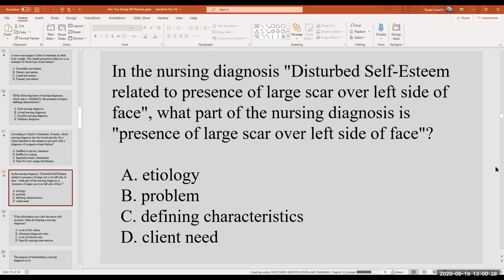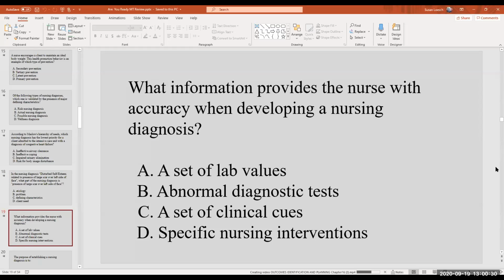Which information provides the nurse with accuracy when developing a nursing diagnosis? A. A set of clinical cues. A set of clinical cues. So, correct. It's a set of clinical cues.